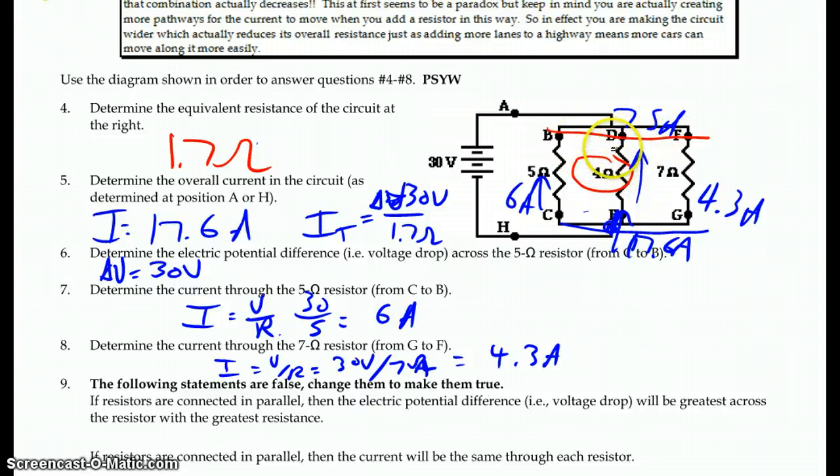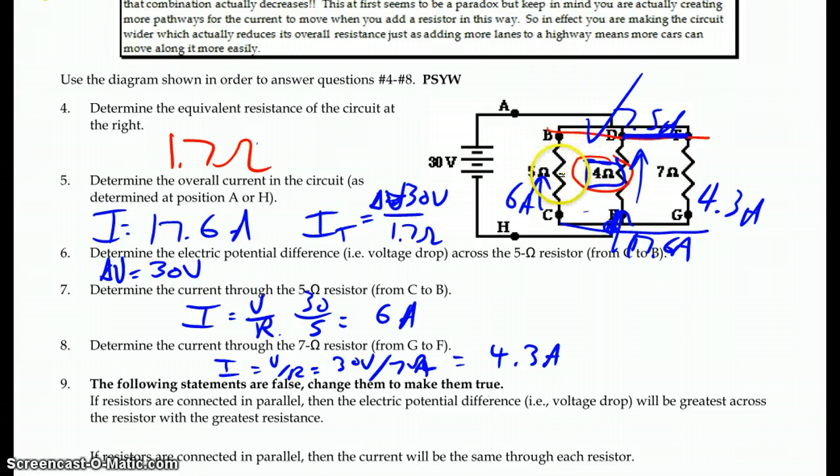And if we add them all together, they should come up to be about 17.6. So 6 plus 7.5 plus 4.3 gets us 17.8. Okay, within 2/10, that's close enough. We're good to go. That works. Also notice that the smallest resistor gets the biggest amount of current. That's always going to be true.